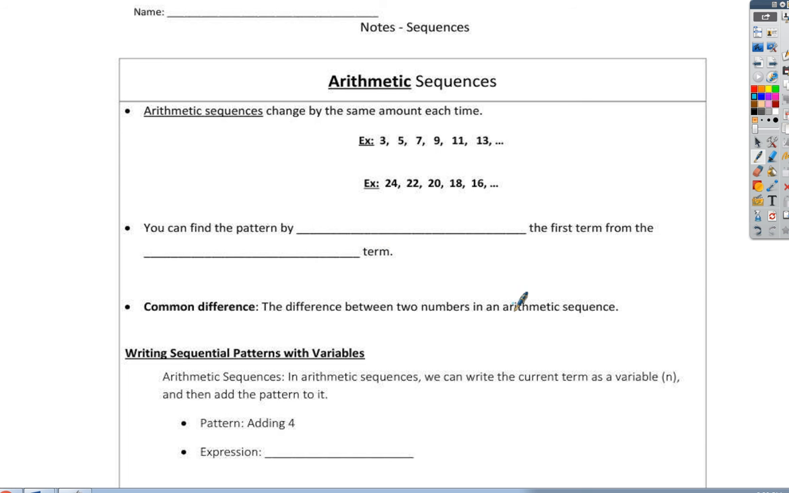We're going to be talking about sequences, and there's two sequences we're going to talk about: arithmetic sequences and geometric sequences. First, we'll talk about arithmetic sequences, and they change by the same amount each time. So every time we are moving a number, we are adding or subtracting the same amount. And one way we can figure out how much the number is changing each time, or the pattern, is by subtracting the first term from the second term.